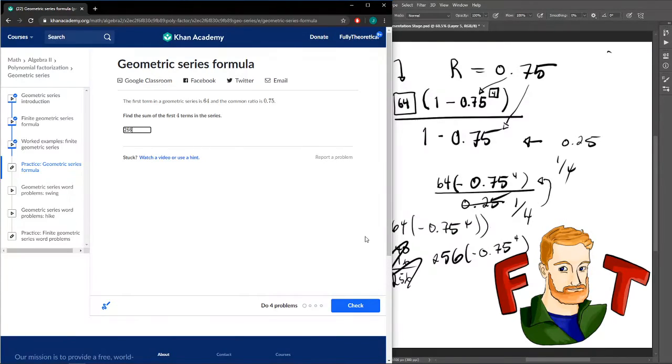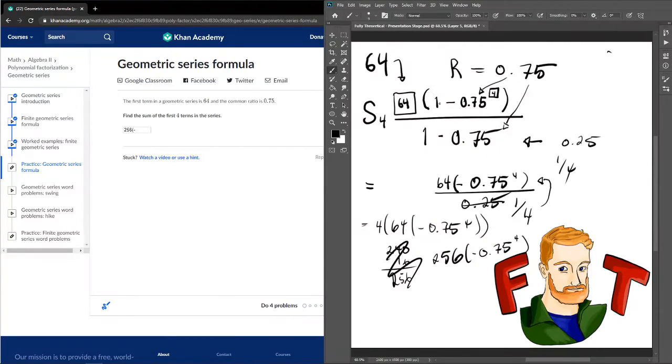So 256 times negative... did I do that right? Hold on. We have 64, we decided not to distribute. 64 times 1 minus all that. So we messed up. This is wrong.